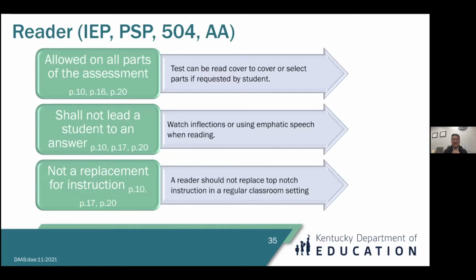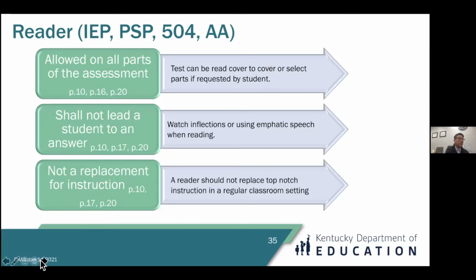So the student can ask that the reader stop and that they read independently. So that's one piece of it. And then all students have the right to have great instruction, so that it's not a replacement for instruction. A reader should not replace top-notch instruction in a regular classroom setting. All students get core instruction, and so providing this accommodation should never be given too soon or in the place of good instruction in reading. And so that is something we always want to really make sure to think of.